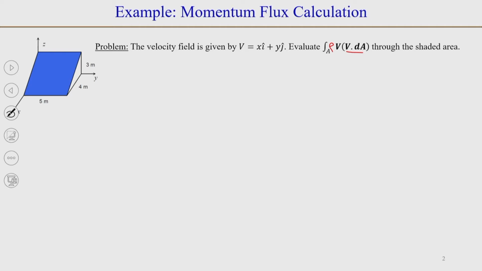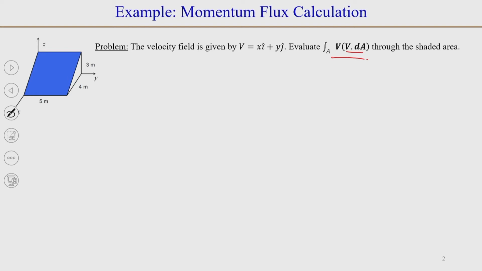So, we will be calculating this integral, because most of the time what we will be looking at is an incompressible flow. So, rho will simply be multiplied to this integral. What we want to see is how to calculate this integral, or how to calculate momentum flow.